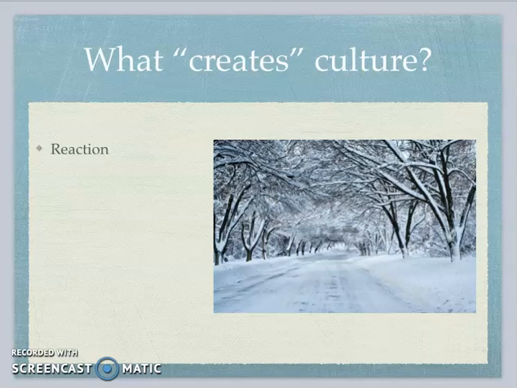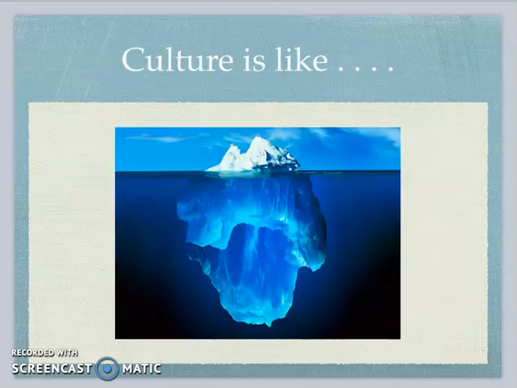So moving on, when we talk about what creates culture and we're looking at it, we need to remember that culture is like an iceberg. Now, when you see an iceberg and you're on top in a ship, you might see it, it might look really big, but the thing is that we only see a small portion of it. There's this huge part that's hidden or that's working underneath the surface.